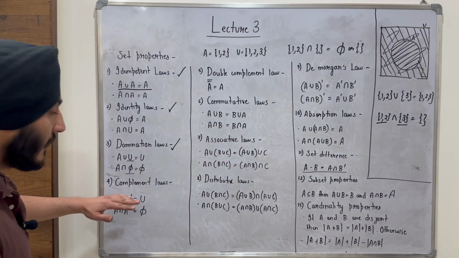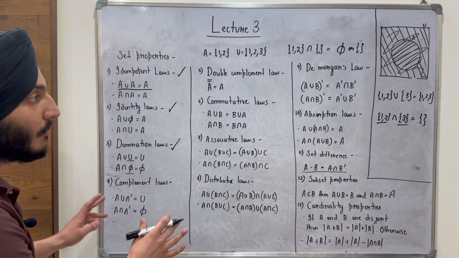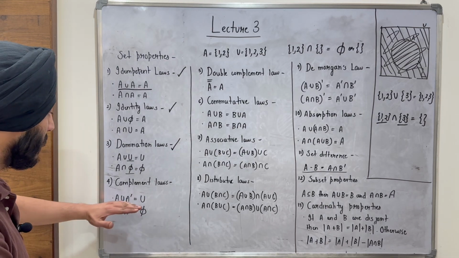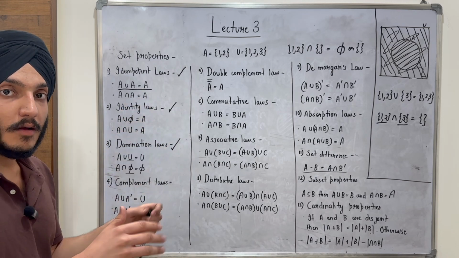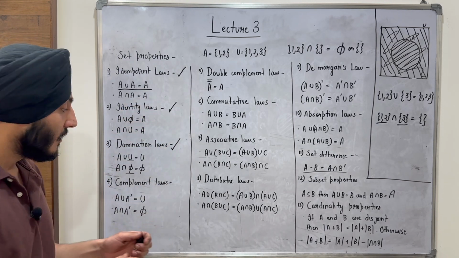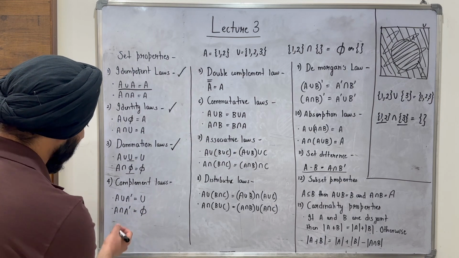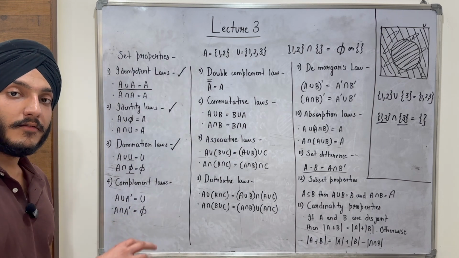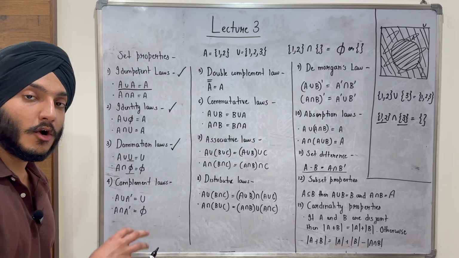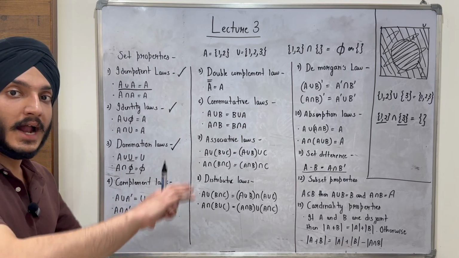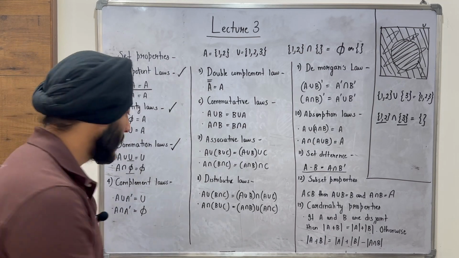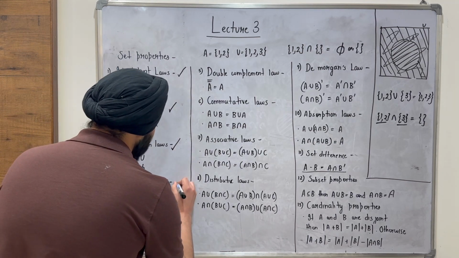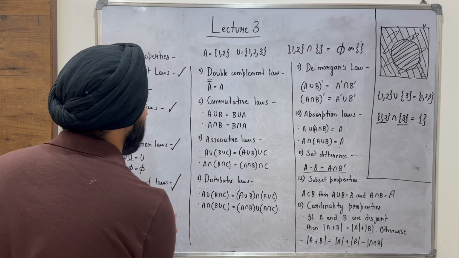Just try to understand and remember these properties, I would suggest. A union A complement means A combined with its complement, which is everything except A, so we simply get the universal set. And if I intersect A with, or find common elements between A and what is outside, I simply get absolutely nothing, which is the empty set. So I hope you have a good understanding of the complement laws now.